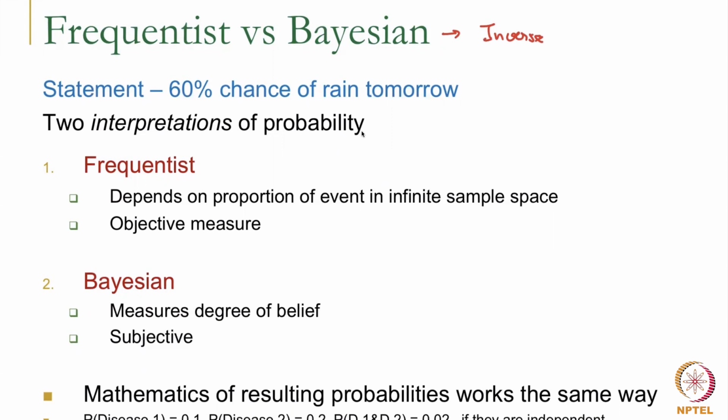So, for example, if you say something like there's a 60% chance of rain tomorrow, okay, then there are two interpretations. The frequentist approach is that you assume an infinite sample space.